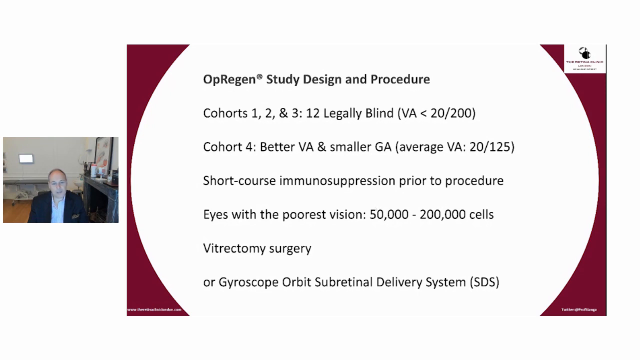Cohort 4 included patients with better vision and smaller geographic atrophy. All patients required a short course of immunosuppression prior to the procedure. Eyes with the poorest vision were implanted with 50,000 to 200,000 cells. The treatment involved a vitrectomy surgery or the Gyroscope Orbit subretinal delivery system, which is the cannula I've just presented to you.